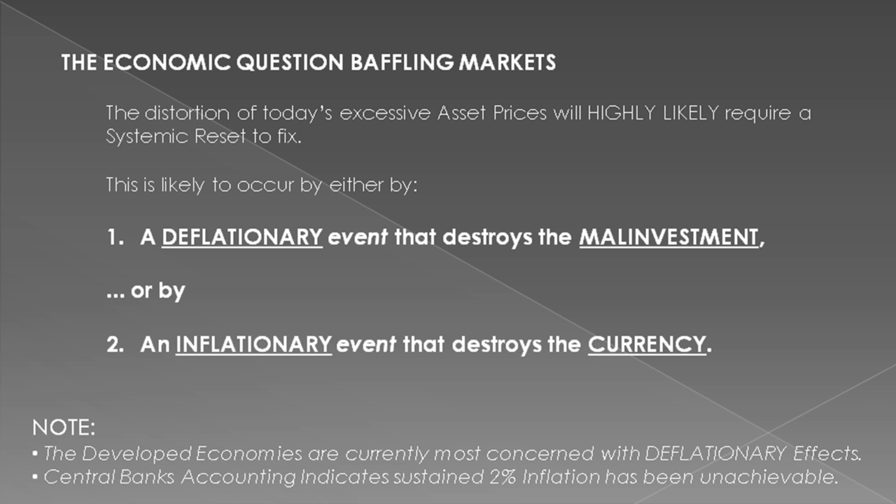The distortions in today's clearly excessive asset prices are highly likely going to lead at some point in time to a fix via potential dramatic systemic reset. Most generally feel this will occur either by a deflationary event, which destroys the malinvestment in the economies, or an inflationary event that destroys the currencies.